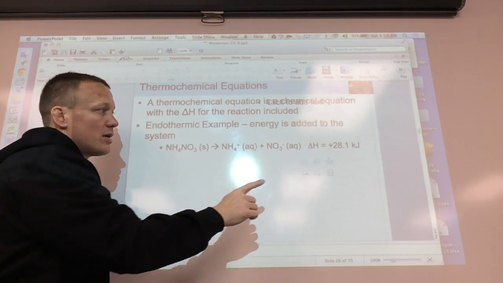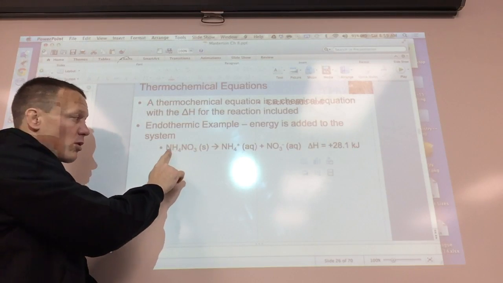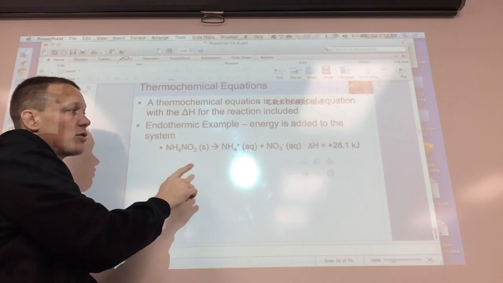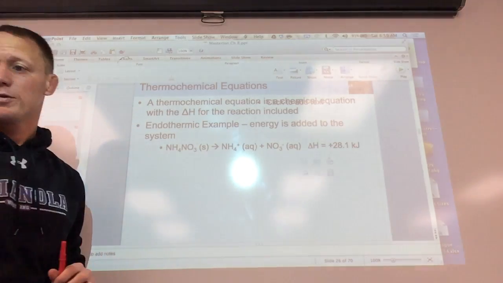And it takes 28.1 kilojoules per mole of this substance. There's an important part. This is kilojoules, and it's per mole of this substance, or whatever number's out front of it. It's a 1 in this case. So 28.1 kilojoules per mole of this is absorbed to make it dissolve.